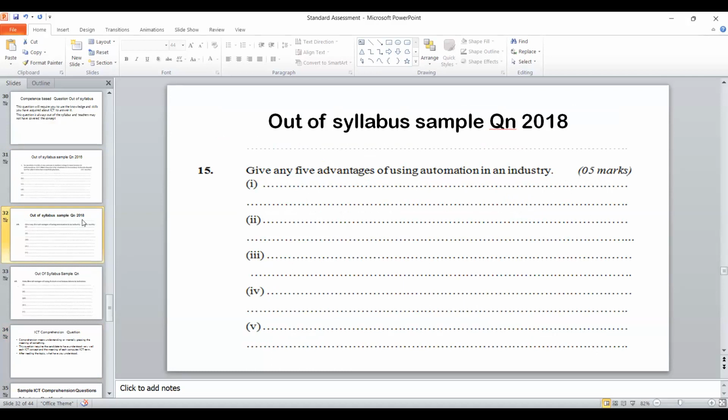Why? Because we are testing the learner's ability of reasoning, we don't even need to get all the questions from what we have. It is about reasoning. I'm very sure many of you covered this topic, but you never gave your learners the advantages of using automation in an industry. But because the student has an idea, has ever visited the internet, and knows how to use a computer, they must give us an answer. So you realize that some of these questions may require a student to reason, but even if you don't have the notes, you can still answer them.